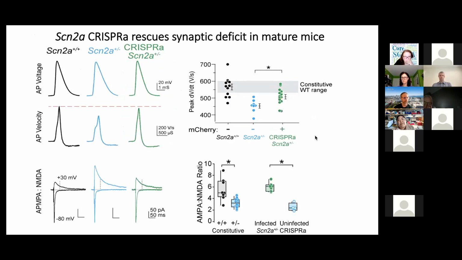Moreover, when looking at the function of the excitatory synaptic spines, we saw a rescue in the AMPA to NMDA ratio, again, which is our quantifiable marker for the maturity of the spine. And we saw that our treated cells have an AMPA to NMDA ratio equivalent to that of fully mature wild-type neurons.